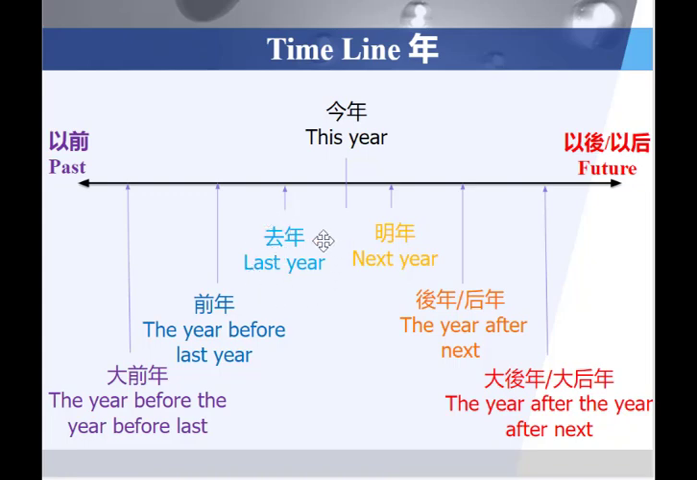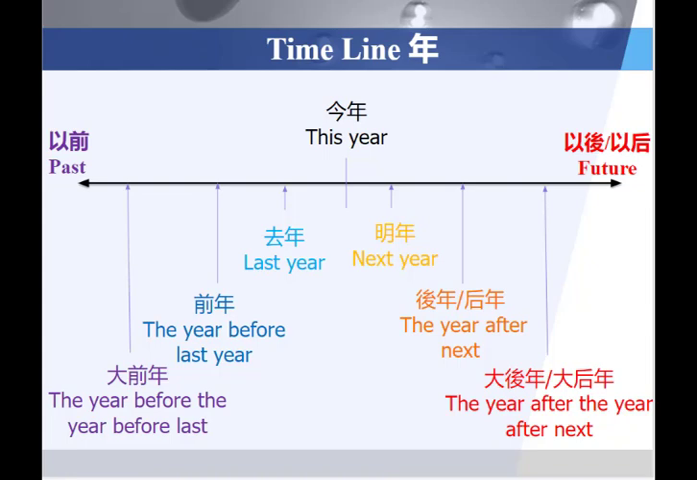So just think of last year as the year that has gone, that has just gone. Okay? 去年, the year that has just gone. That's last year. And before that is 前年. 前 means before, right? So 前年 is before 去年. And then thereafter, you just keep adding 大 to go further towards the past.